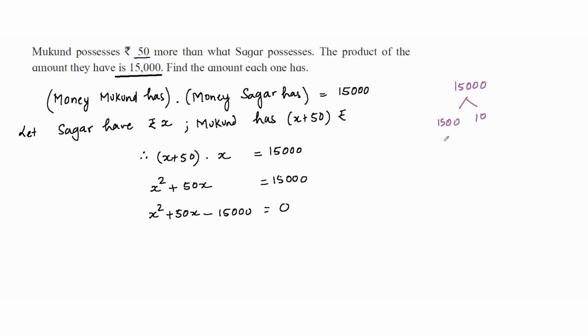Then let's divide this by 2. So when I divide 1500 by 2, it is 750, and 10 multiplied by 2 is 20. So 750 and 20 also don't make up 50. Let's divide this further by 5. If I divide 750 by 5, it becomes 150, and 20 multiplied by 5 becomes 100. And therefore the numbers are 150 and 100.